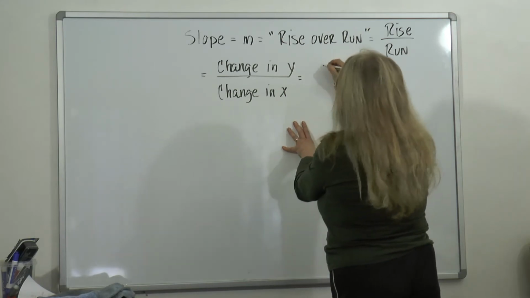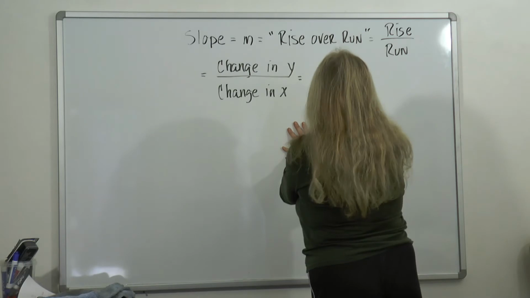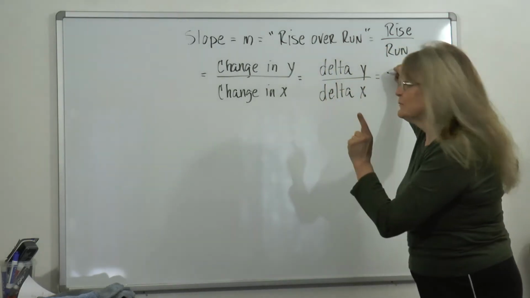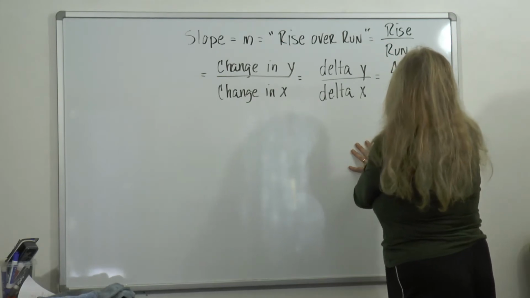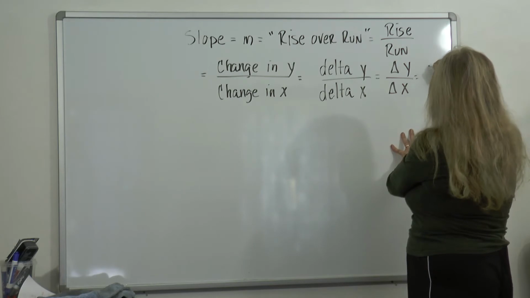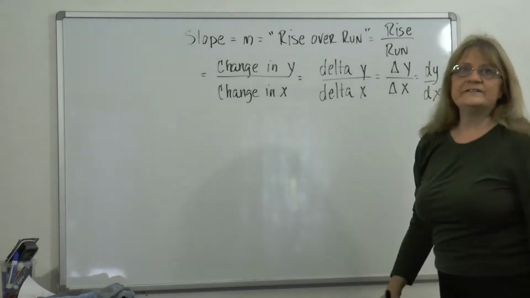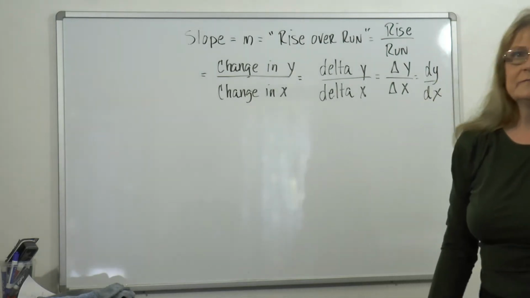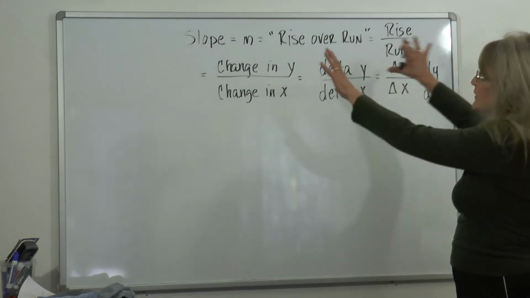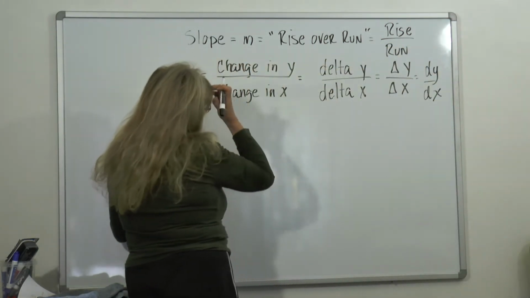The Greek word for change is delta. So delta y over delta x. The Greek symbol for delta is a triangle. Okay? And sometimes people just use dy dx, because that's a little easier, especially if you're typing in Word rather than making a triangle. Okay? So these are all the same thing. It's all slope.